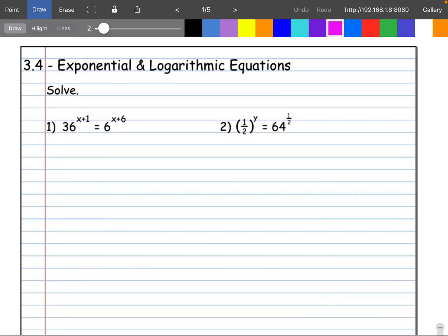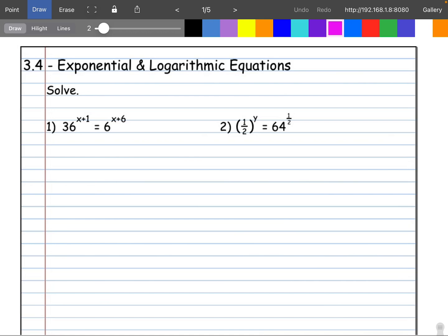Today we are going to do the last section of chapter 3, which is over exponential and logarithmic equations. So we're going to talk about how to solve these things now. And they're going to be a little bit more complicated than some of the simple ones that we've solved in the past. So what we're going to have is equations. They may be in exponential form, they may be in logarithmic form. So we're going to have to look at what we have and figure out how to deal with it.